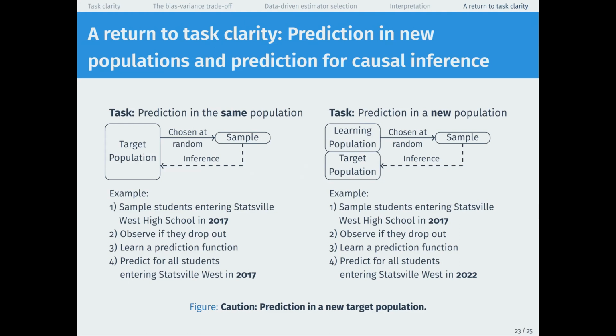In particular, the students who entered Statsville West in 2017 were used to learn the model. But we don't necessarily know that the same patterns will hold for students who enter Statsville West in 2022. For example, you could think about how the coronavirus pandemic affected the outcomes of the students entering Statsville West in 2017 toward the end of their high school experience far differently from how it will affect the students at Statsville West who enter in 2022.